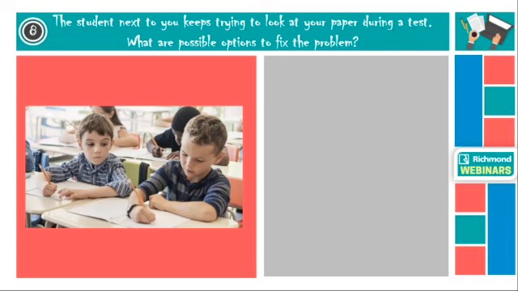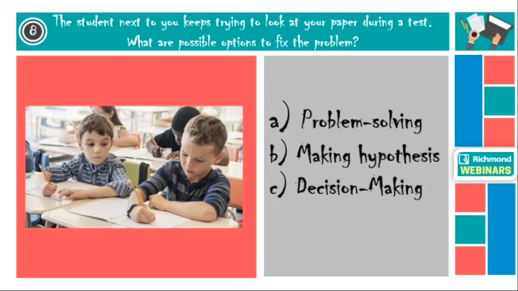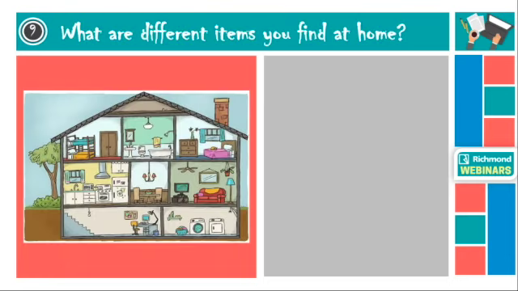Okay, again, the same picture. The student next to you keeps trying to look at your paper during a test. What are possible options to fix a problem? Problem solving, making hypotheses, or decision making? What are possible options? Okay, we have one more. What are different items you find at home?